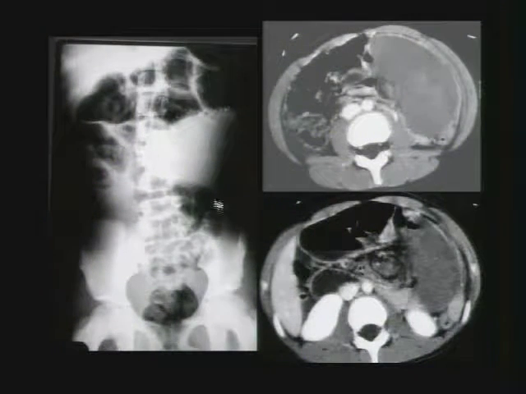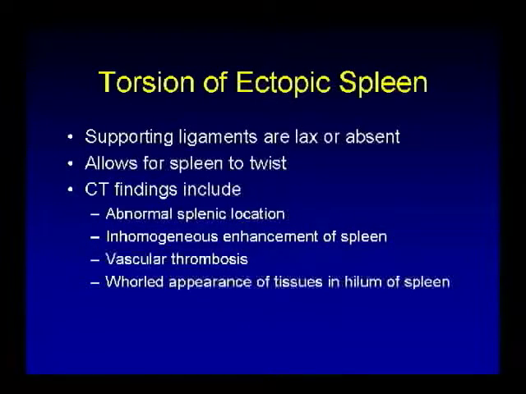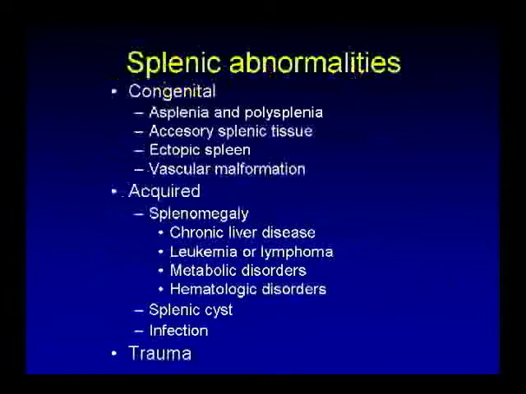Next case is a 10-year-old with abdominal pain. We can see that there's a left mid-abdominal soft tissue mass that's hypodense, but has some rim enhancement. As we come up into the upper abdomen, we can see this whorled appearance. When we get to where we should see the spleen, we see no spleen. And this is torsion of an ectopic spleen. The supporting ligaments of the spleen are lax or absent, and it allows the spleen to twist. And the CT findings are just what I showed you here. I've seen this more frequently in patients that have heterotaxy and things like that.